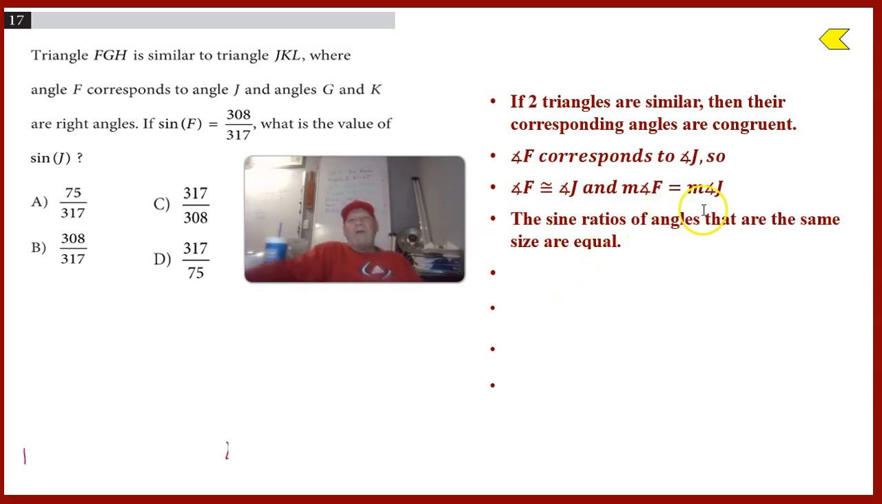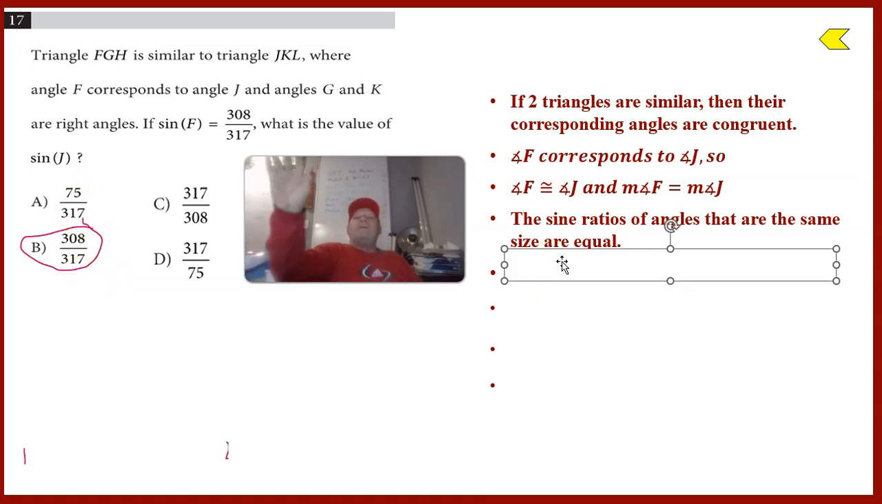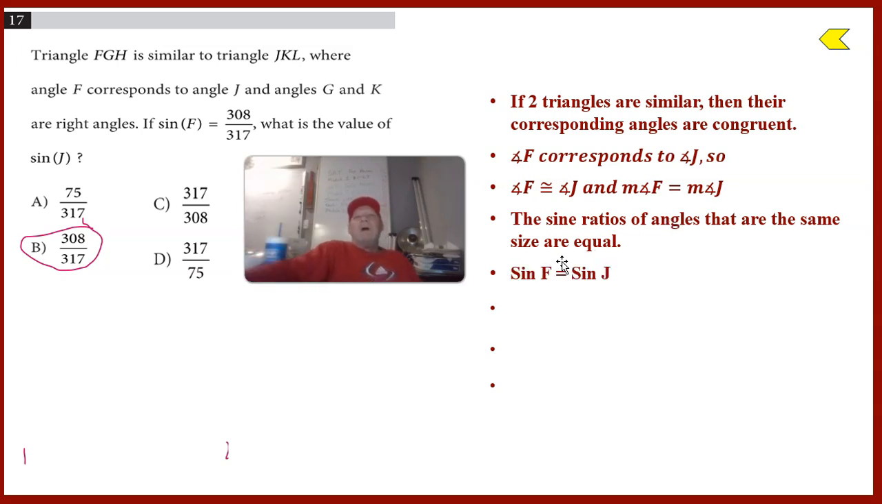The sine ratios of angles that are the same size are going to be equal as well. So since it gives me the sine of F is 308 over 317, I know that the sine of angle J will be the same, 308 over 317. So the first thing I'd say right now is it's B. But if you need more than that, if you didn't know that the sine ratios were the same, I could say the sine of F is equal to the sine of J.